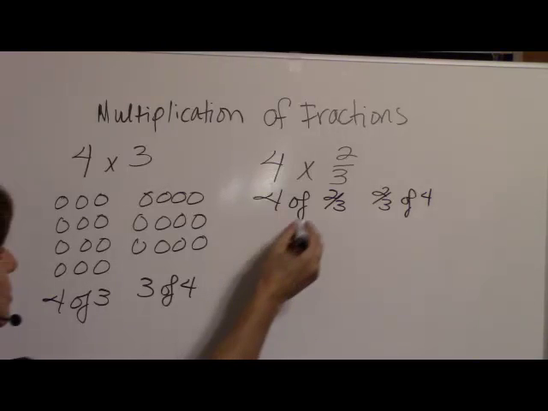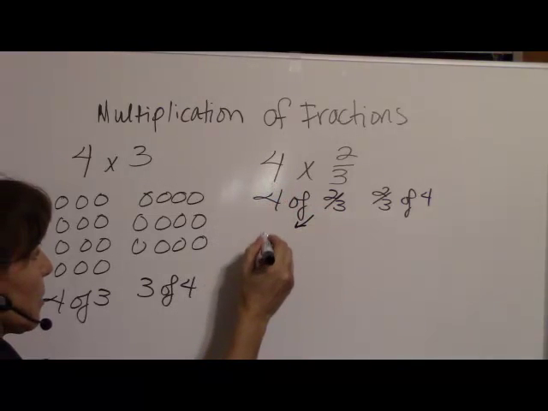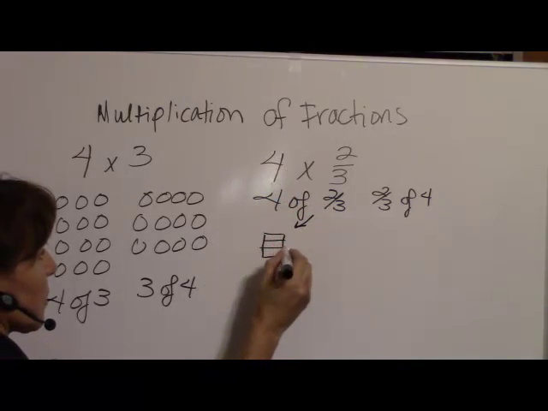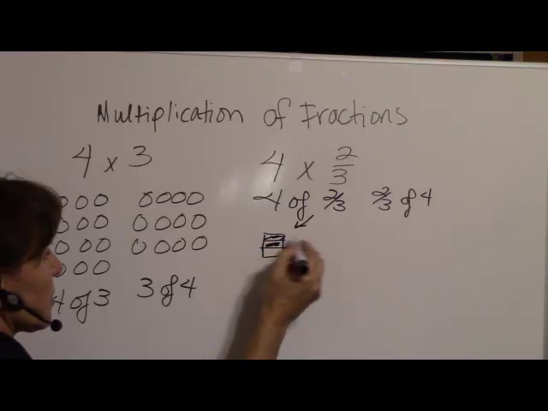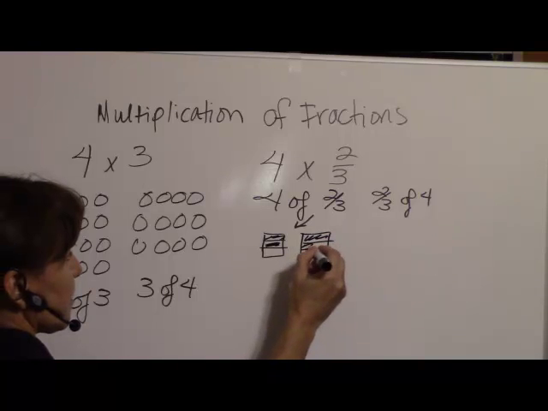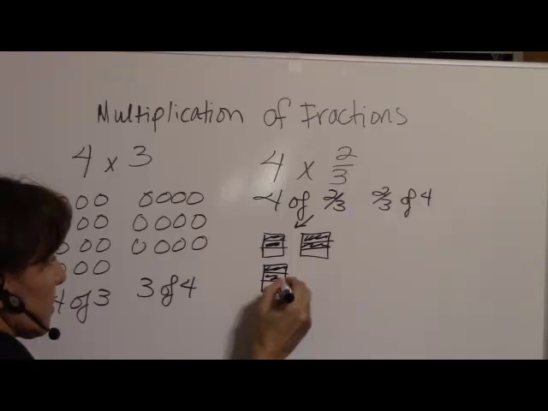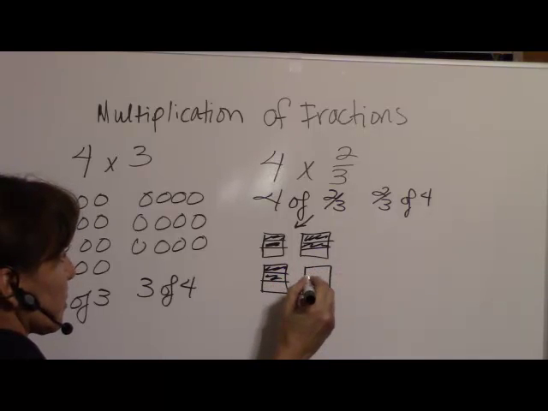4 sets of 2/3 is going to look like this. You're going to have 4 sets of 2/3. So what does 2/3 look like? Well, it looks like this. Okay, there's thirds. There's 1 set of 2/3. Here's another set of 2/3. Here's another set of 2/3. And here's another set of 2/3.